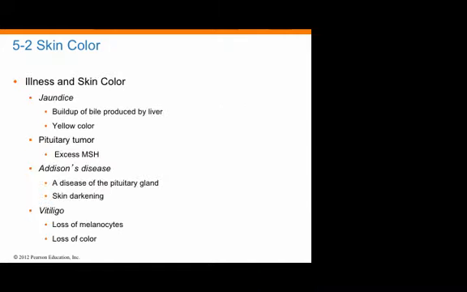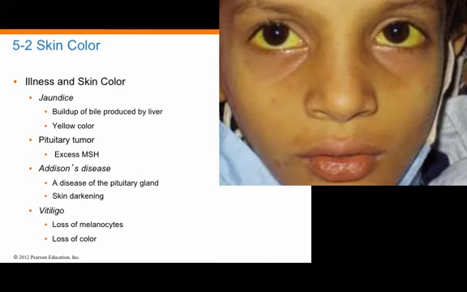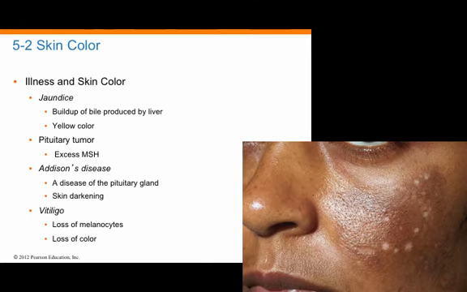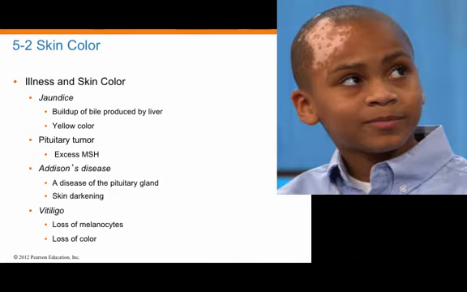Other things affecting skin color include jaundice, a pituitary tumor, Addison's disease, or vitiligo. Jaundice occurs when there is a buildup of bile produced by the liver. Bile will accumulate in the epidermal cells and cause the skin or the whites of the eyes to have a yellow appearance. A pituitary tumor, or a disease of the pituitary gland called Addison's disease, will cause an excess of melanin to be produced, causing the skin to darken. Vitiligo is a loss of melanocytes, which will cause a loss of color in patches of skin throughout the body.